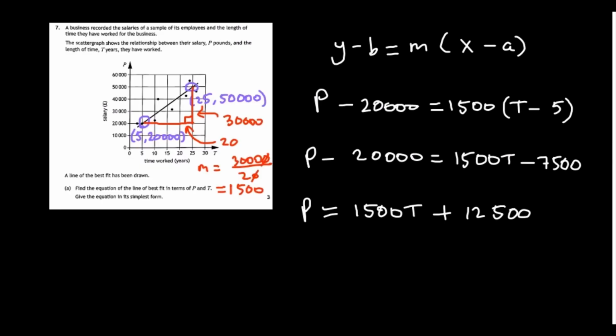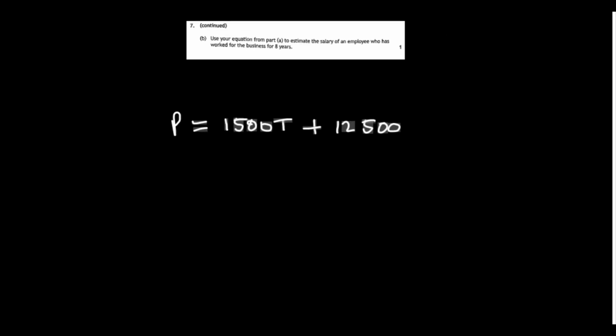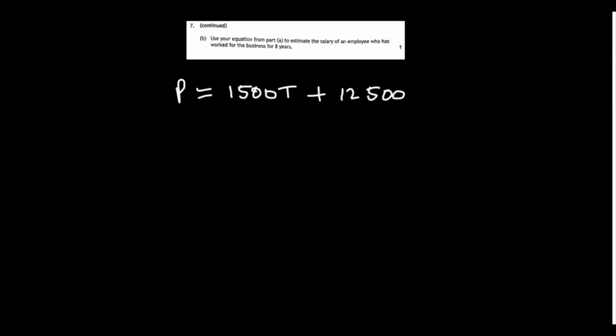And then part B is use your equation from part A to estimate the salary of an employee who has worked for the business for 8 years. So let's go back to the graph. So if someone has worked for 8 years, so we would use the equation actually. So the equation, I'll just copy that to the next page. So the question is, use your equation to estimate the salary.